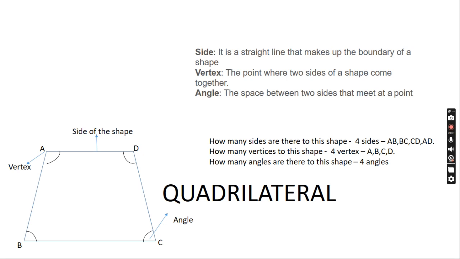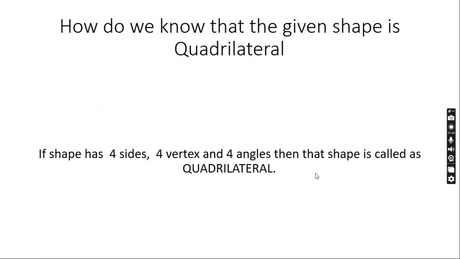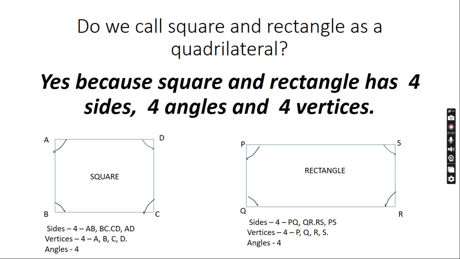How many vertices in this shape? It has four vertices, A, B, C, D. How many angles are there in this shape? It has four angles. Then how do we know that the given shape is a quadrilateral? If a shape has four sides, four vertices, and four angles, then that shape is called a quadrilateral.